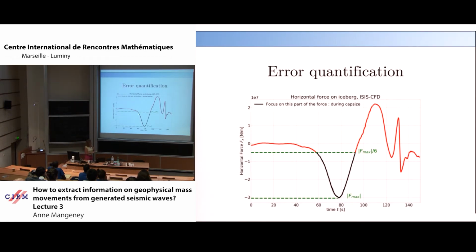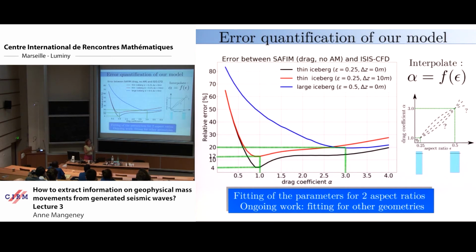And now we want to quantify the errors that we make, and the part of the force that we are interested in is this part. It is what we will invert from seismic data. And so we compare the two models by calculating the difference. And we see that, for example, for different icebergs, so you have thin icebergs with aspect ratio 0.25 or bigger iceberg here, we see that we have error that goes from 4% to 20% in reproducing the force. So it is quite big errors, but it is the error that we got just from the model of drag.